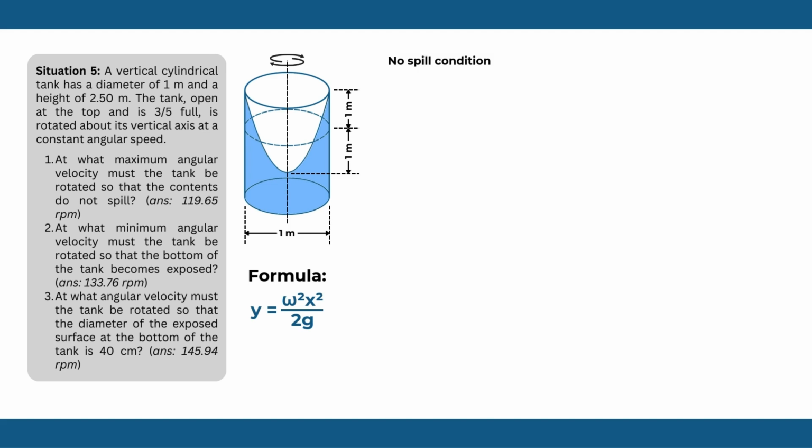Now, using the formula, we plug our 2 meters into the y value, and x is just the radius of the circle formed at the end of our paraboloid. Since we know that the diameter of the figure is 1 meter, the value of x is half of it, which is 0.5 meters. Lastly, for g, as we all know, the standard 9.81 meters per second squared is used. Plugging these numbers into the equation, then shift solve on the calculator, we will get a value of 12.528 radians per second.